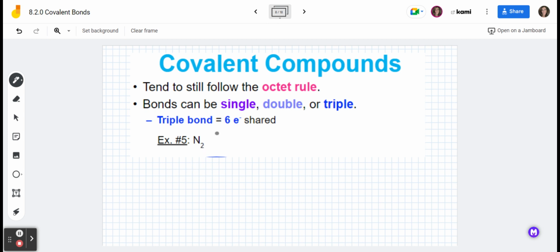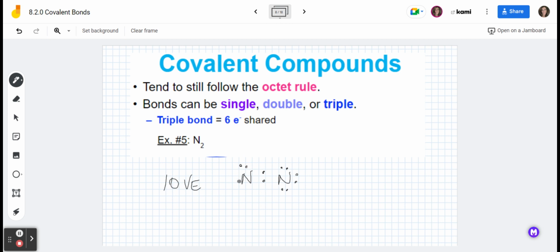So sometimes what happens is we have to share even more. And for our level, we're only going to go up to triple bonds. So single, double, triple bonds, those are kind of the normal ones anyway. Nitrogen has 5. 5 times 2 is 10. So 10 valence electrons. We just only have 2 atoms here, so just draw them right next to each other. 10 valence electrons. So 2, 4, 6, 8, 10.